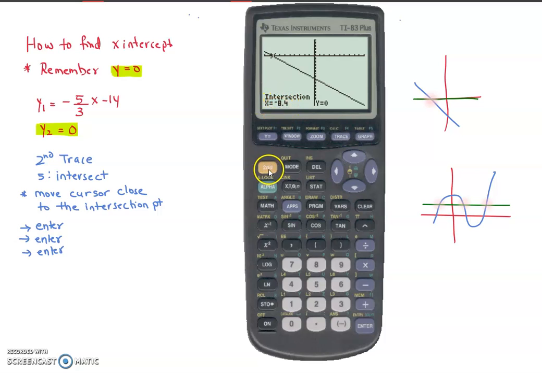Okay, so again, what I did here is I went second trace, I went option number 5, and then I made sure my cursor was close to the intersection point, and then I entered 3 times. Don't go too fast, because if you enter one too many times, you lose that intersection point. So you're just going to simply enter 3 times. 1, 2, 3. And it will give you the intersection point.